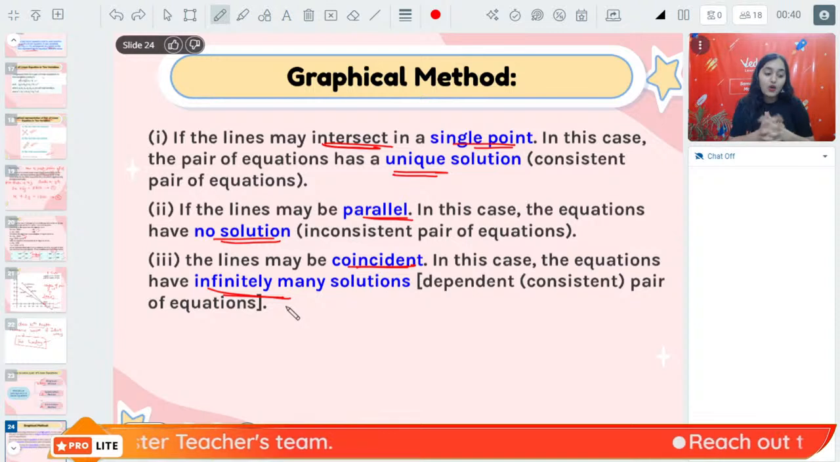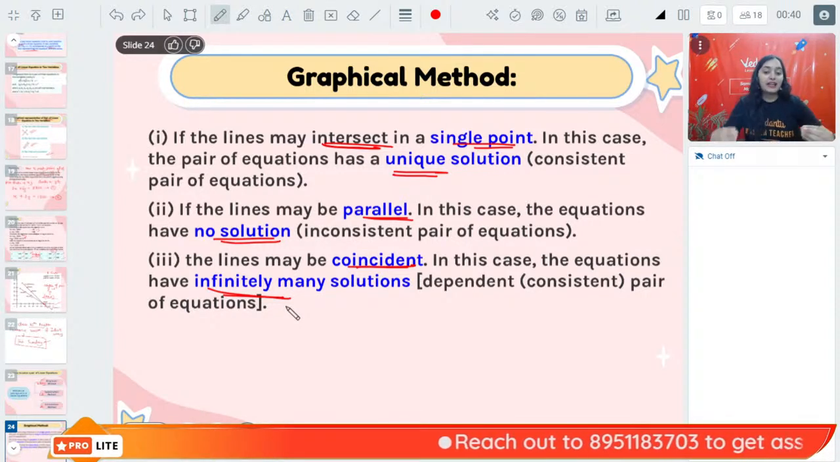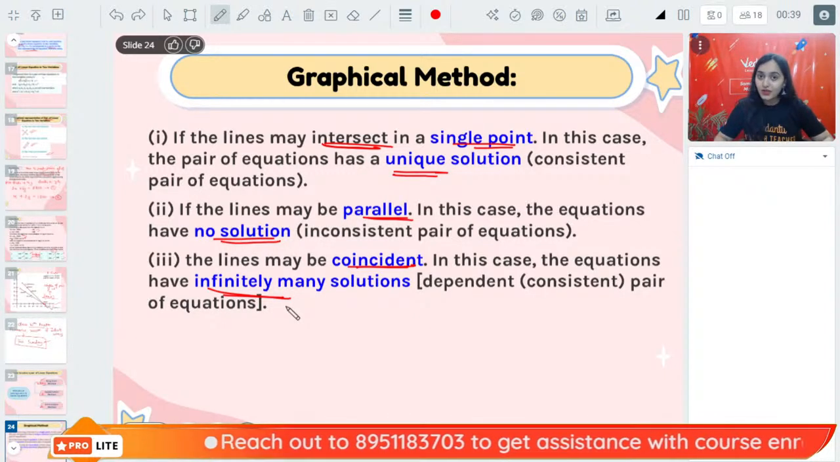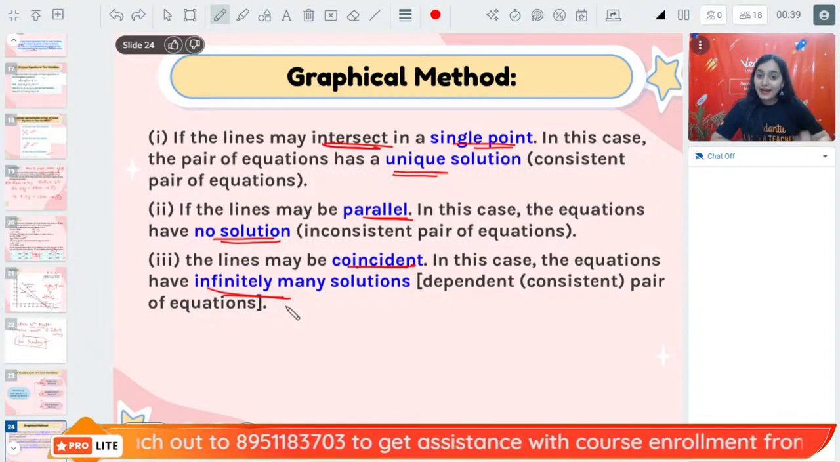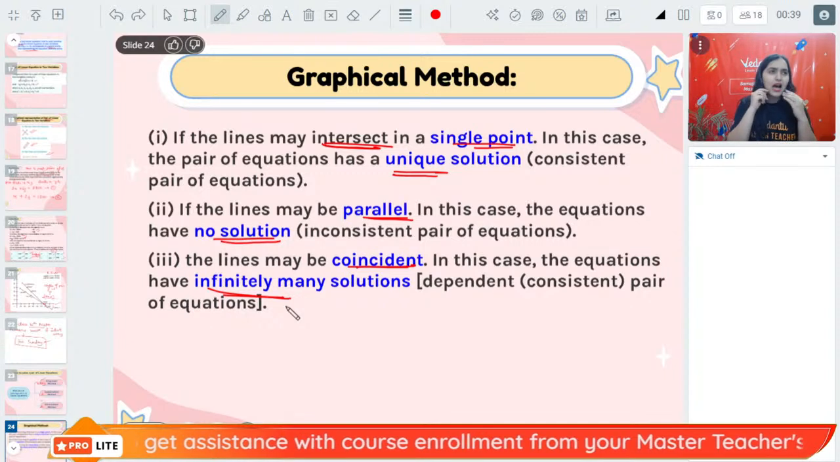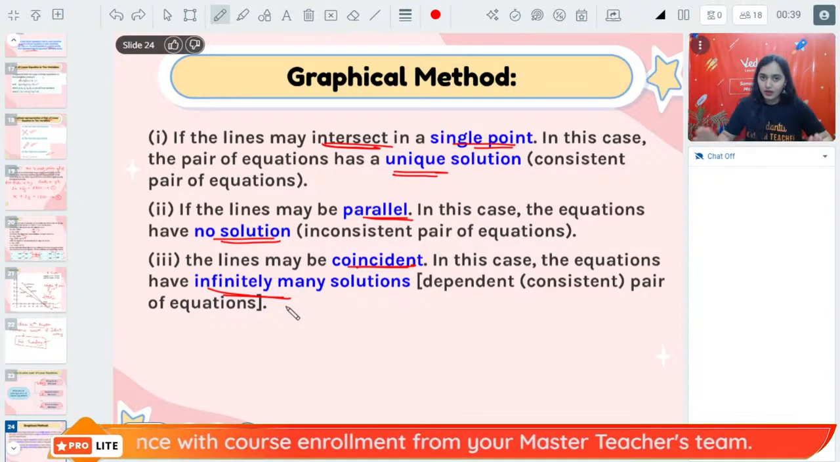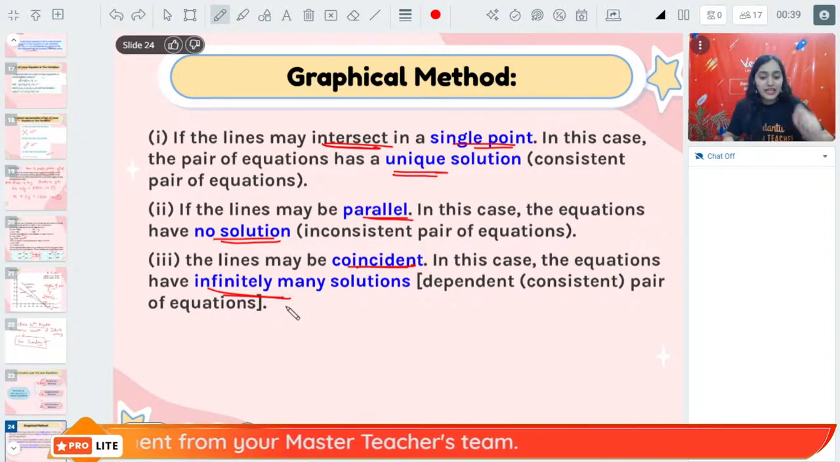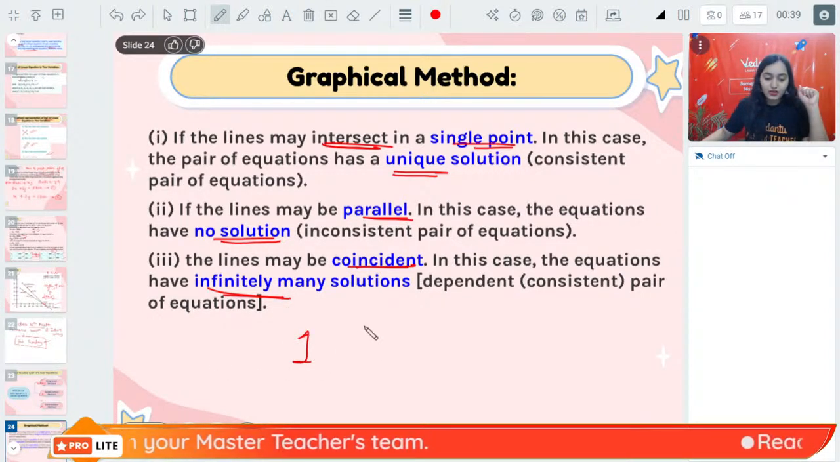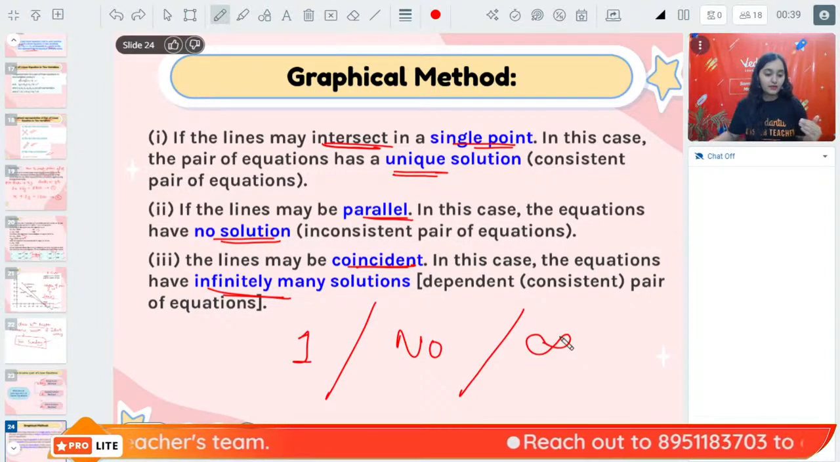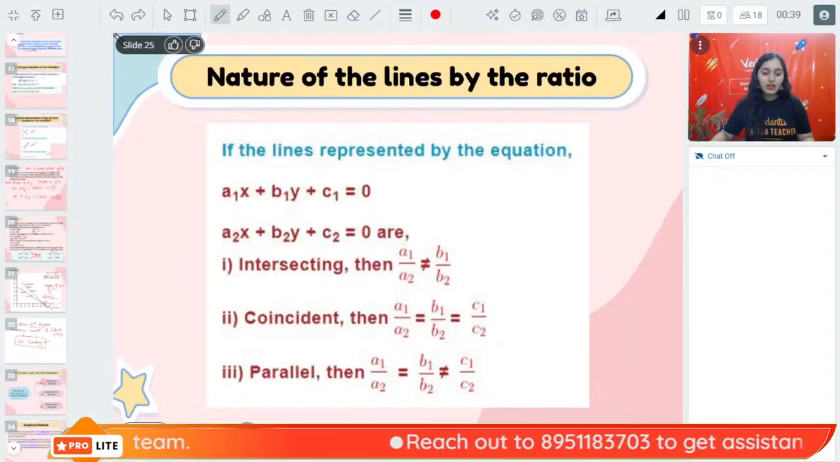So what are we doing over here? We are basically telling graphically, without finding the solution, whether it has one solution, many solutions, or no solutions. Understood? So every pair of linear equations will have one solution, no solution, or infinite solutions. Understood?